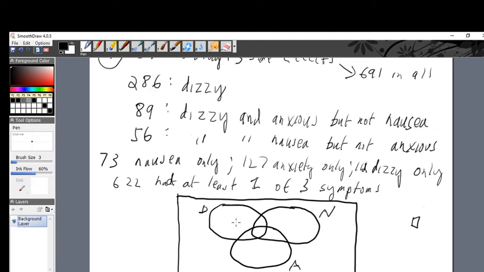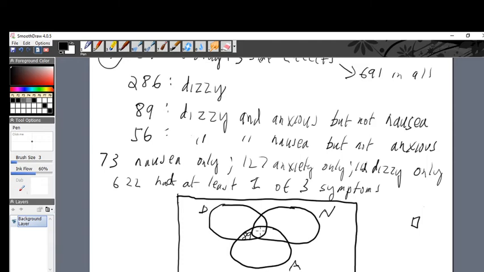That's great. They're dizzy and anxious, but not nausea. They belong over here. Here's where the 89 goes. 89 is here. Dizzy and anxious, but not nausea.